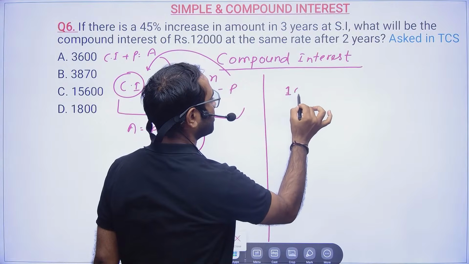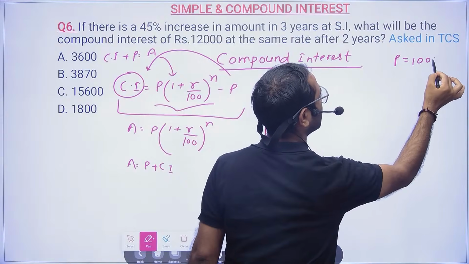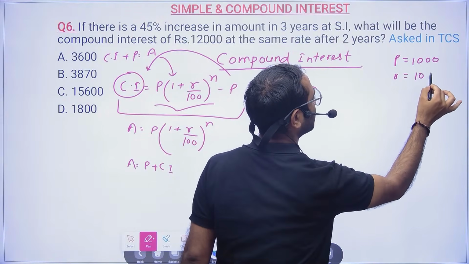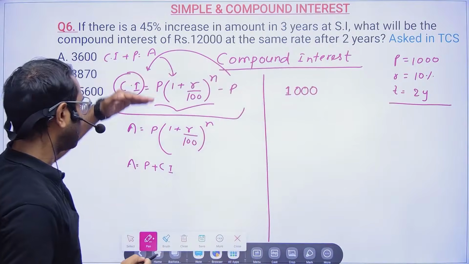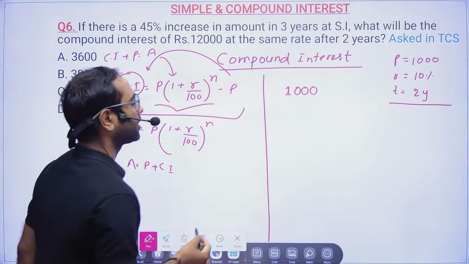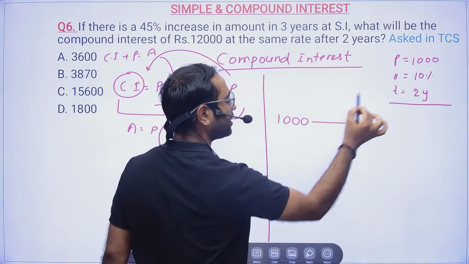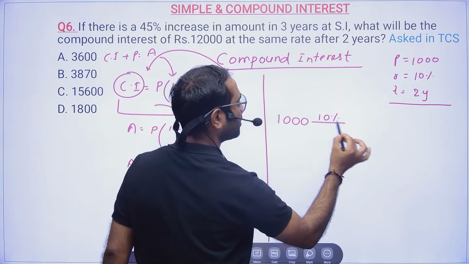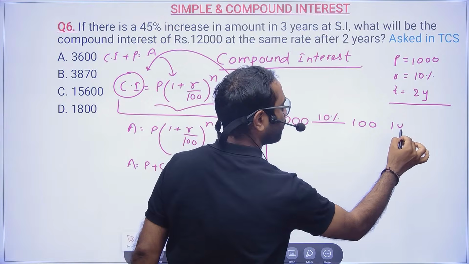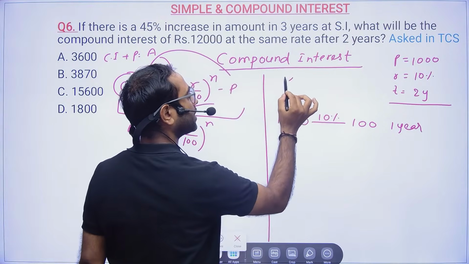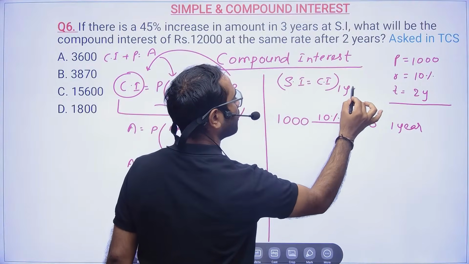Let us try to understand. Suppose we have 1000 rupees, so principal is 1000 rupees, rate suppose 10%, and time suppose 2 years. If you have to calculate the compound interest, one is always your formula which will be used, and here I am telling you one method which you can use. So 10% of 1000 will be 100. This is for your 1 year. So 1 year interest is 100. One more thing: simple interest and compound interest for 1 year will be the same.